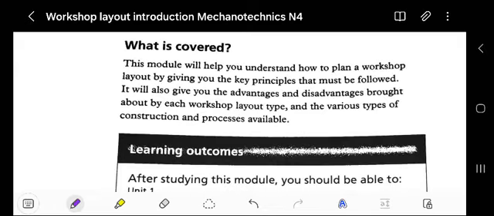So what is covered here? This module will help you to understand how to plan a workshop. Remember, when you want to start something or to establish something, you must have a proper plan. If you want to build a building, you must start by having a plan, right? Then comes the foundation. So you must have a proper plan. This we call a workshop layout.